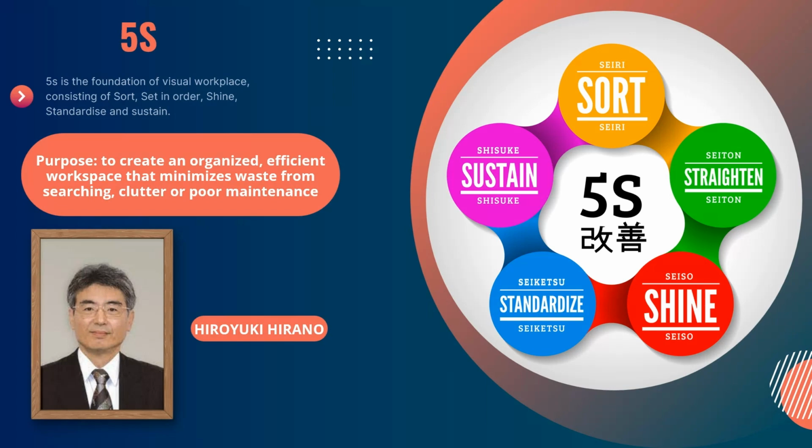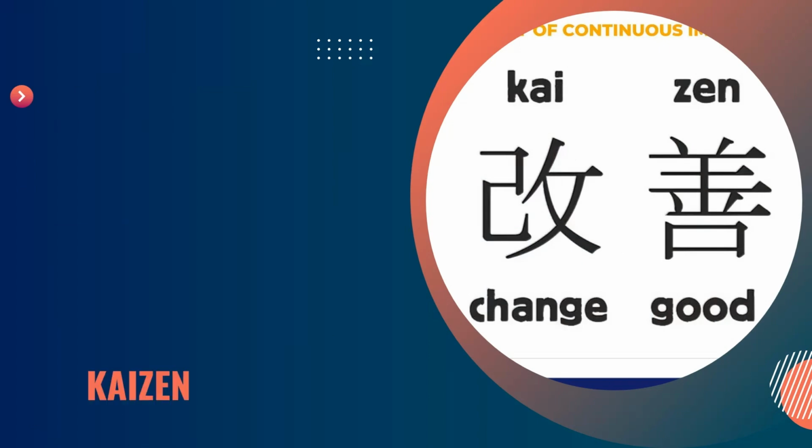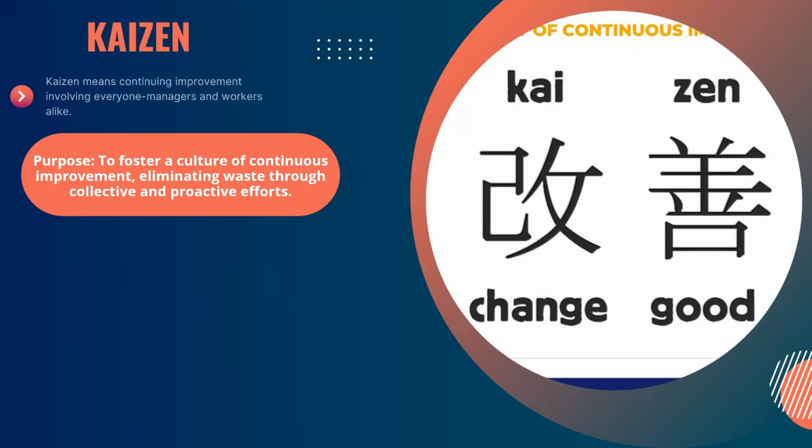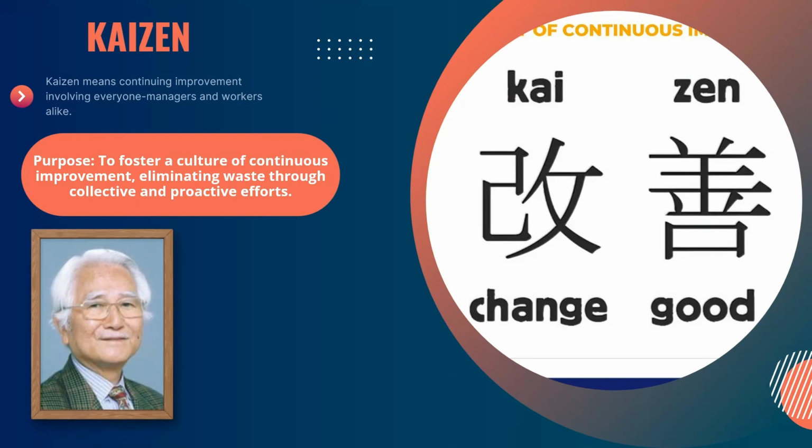Let us go to the next lean tool, that is Kaizen. Kai means change, Zen means good. So Kaizen means continuous improvement involving everyone, managers and workers alike. Why is Kaizen there? What's the purpose? To foster a culture of continuous improvement, eliminating waste through collective and proactive efforts. Who gave Kaizen? It's the father of continuous improvement known as Masaaki Imai.